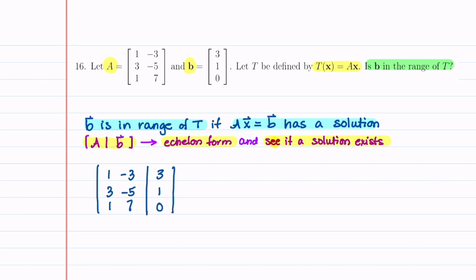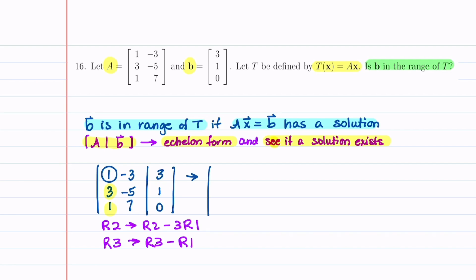Let's go ahead and circle our pivot. We're going to start by getting zeros below that pivot. The row operations that we're going to use: we're going to take row 2 and replace it with row 2 minus 3 row 1. And then we're going to take row 3 and replace it with row 3 minus row 1.